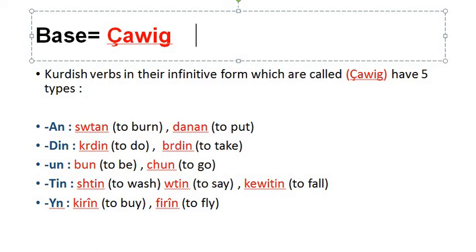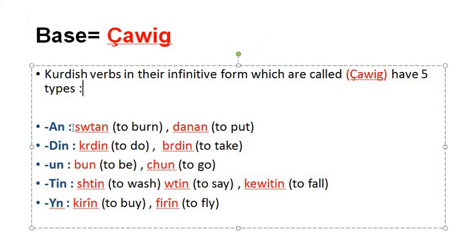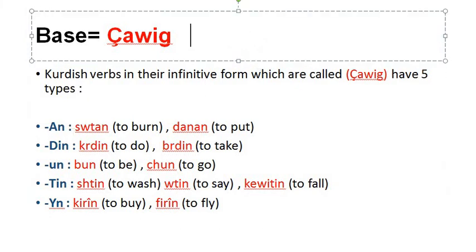For example, to play in English, to open, to kill, to walk, to die. These are chawag in Kurdish. But in Kurdish, they are not like this, to plus verb. No. They end with n. Every Kurdish verb ends with n. But there are 5 endings according to the letter that comes before n.